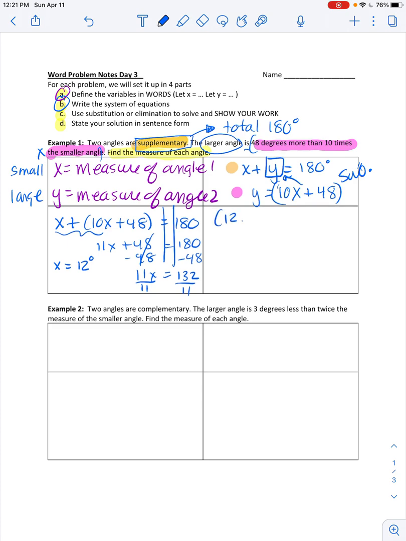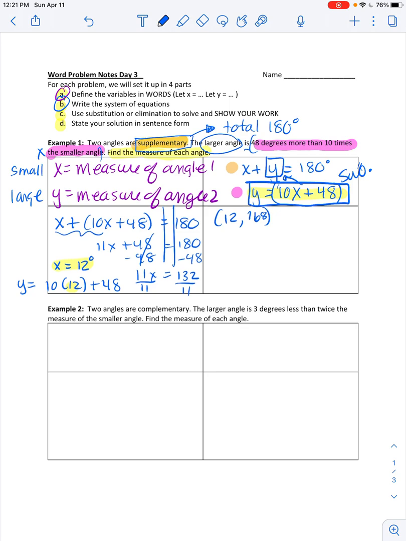Well, now I need to find my y, but I had an equation up here that makes it easy to do. Y will equal 10 times what you got for x plus 48. And I'm simply looking at this equation and putting in the 12 that I got for x. So if I take my calculator and do 10 times 12 and add 48, then I'm going to come out with a y value of 168.